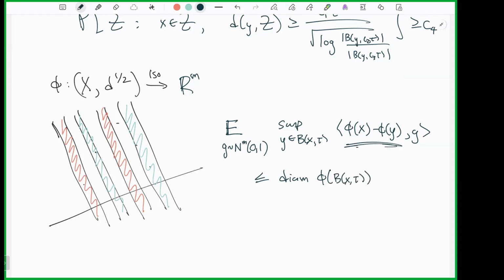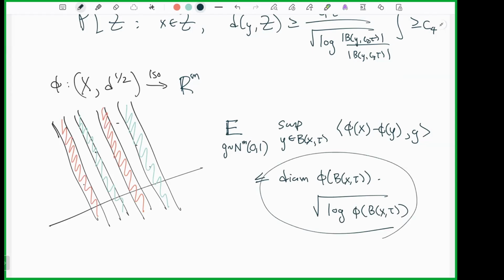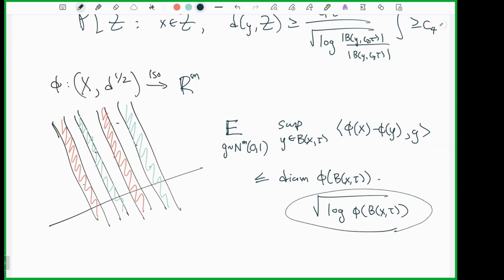But remember, we care about the points as they sit inside R^n. And so the diameter of this times the square root of log of the cardinality of this ball, well, technically of the image. And so this is some standard fact about Gaussian processes. Here we have log of this cardinality, but the cardinality is bounded above by n. And so that's one way to think about where this root log n comes from in all of these arguments.